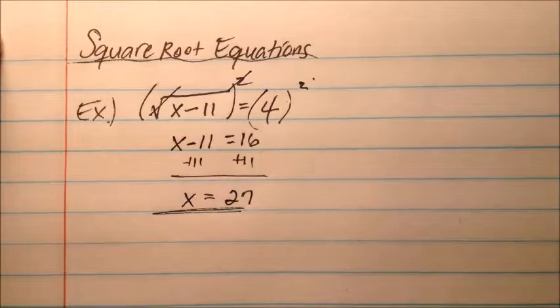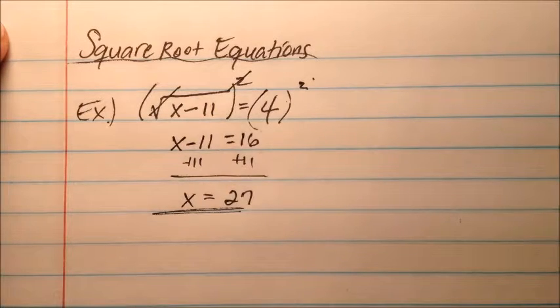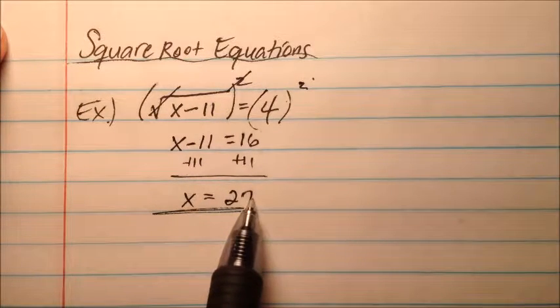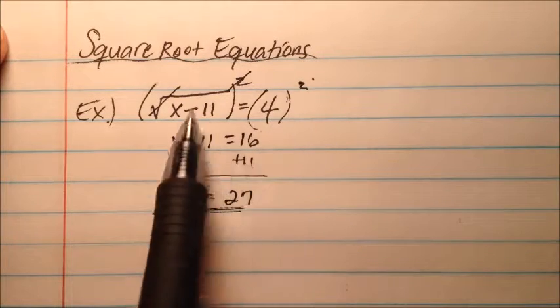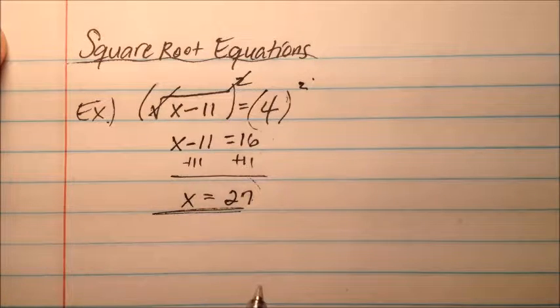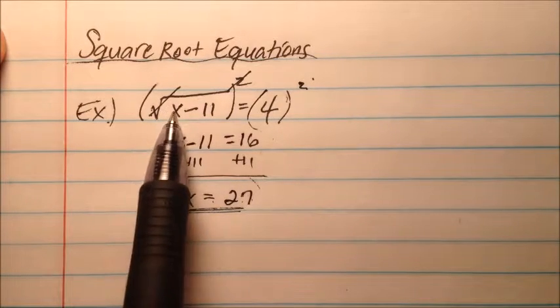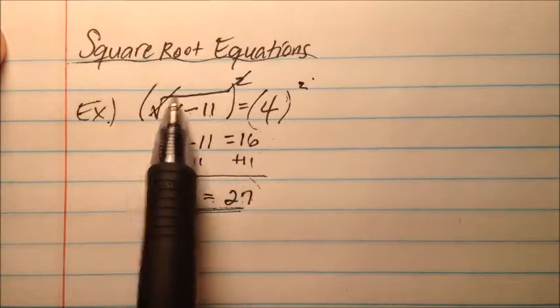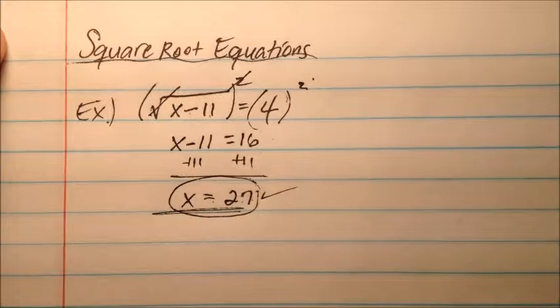Okay, and I will say one thing about these square root equations: the values that you get for your solution, you always have to check them, because a lot of times you're going to get extraneous solutions. An extraneous solution just means it's one of the values you got for the answer when you solved the equation, but when you plug it back in, it does not work. So this x equals 27. 27 minus 11 is 16. The square root of 16 is 4. So we know we're okay, so the answer to the first one is x equals 27.